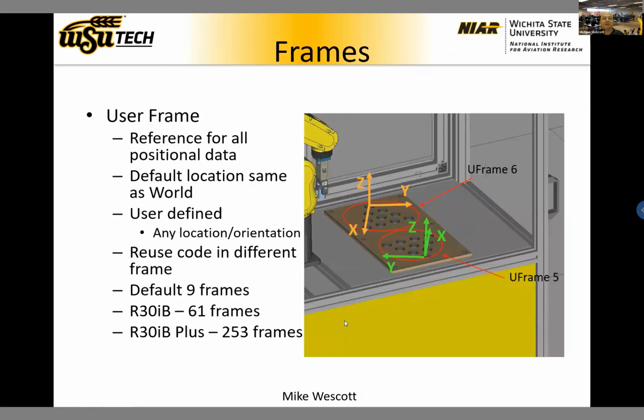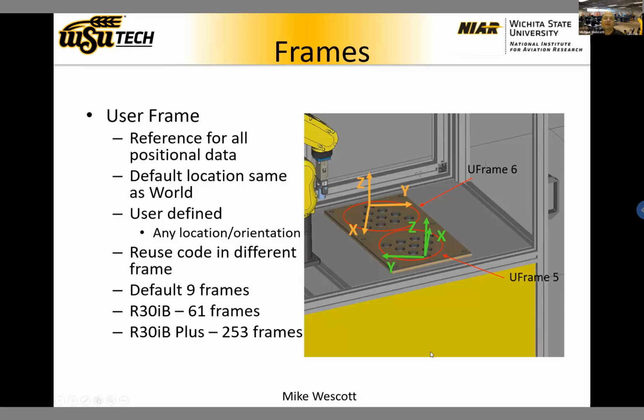User frames are a reference for all positional data. So anything in the program that you create is going to reference some form of user frame. It may be user frame 0, which is the world frame, but it's going to reference some user frame. The default location is the same as the world, so it's right at the base of the robot, at J2 height, center line of J1. But you're going to translate it out to match up with whatever work you're performing.